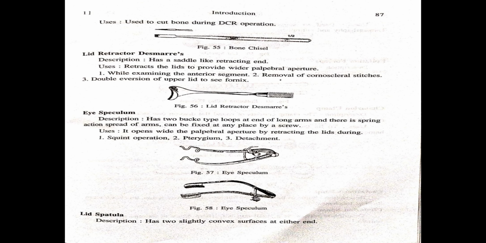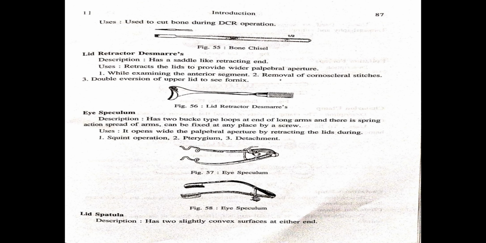Lid retractor des Mars. Description: has a saddle-like retracting end. Uses: retracts the lids to provide wider palpebral aperture. 1. While examining the anterior segment. 2. Removal of corneoscleral stitches. 3. Double eversion of upper lid to see fornix. Figure 56, lid retractor des Mars.